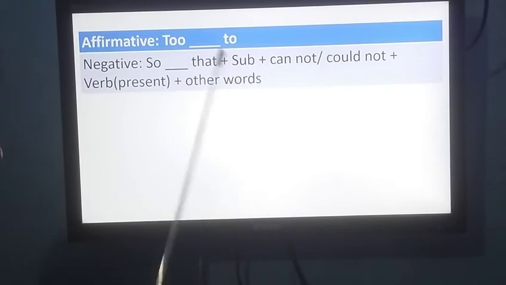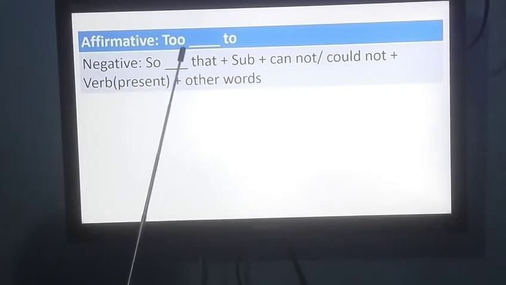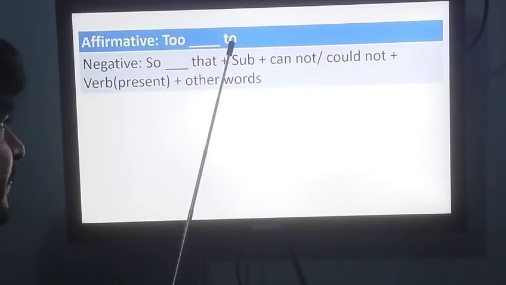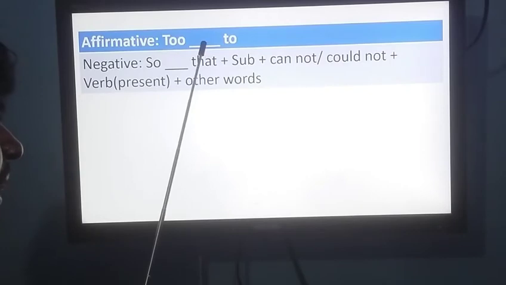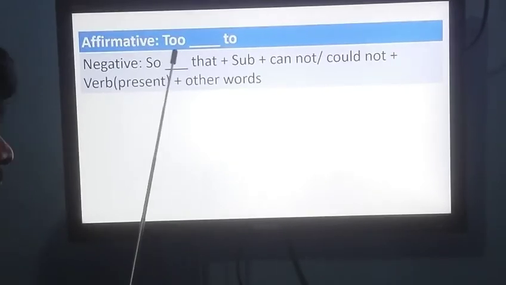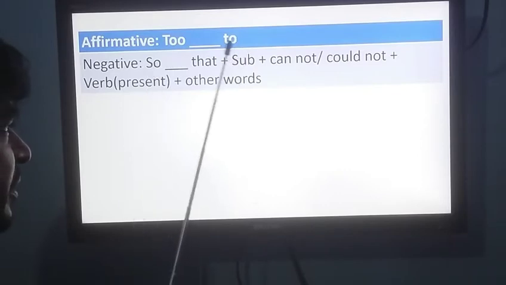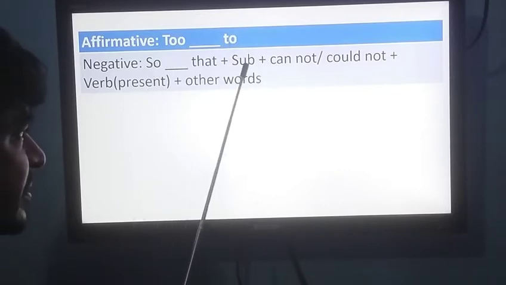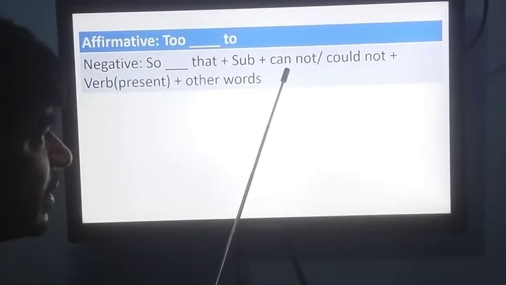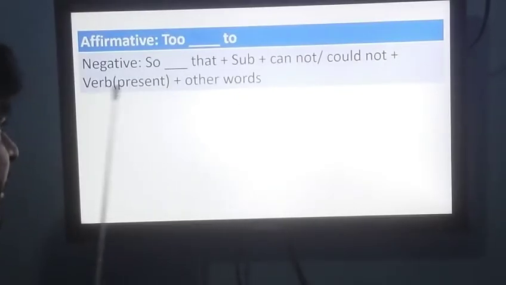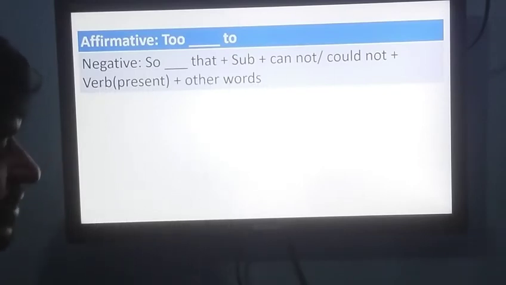In affirmative sentence, if you get any sentence with this structure, too, to, that means in the blank here will be a word, then in place of too you have to use so, then in place of to you have to use that, then you have to use the subject, then cannot or could not according to the tense of the sentence, then you have to use present form of verb, then other words of the sentence.